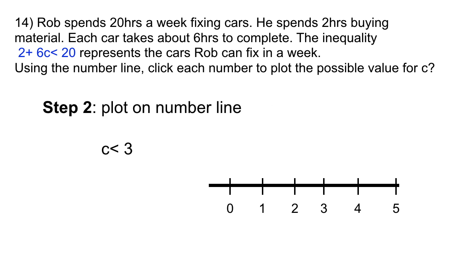So step 2 is it's telling you in the question, using the number line below, click each number to plot the possible value of c. All right, so it's telling you here c less than 3. So it's going to be anything below 3. It can be 2, it can be 1, or it can be 0. So this is kind of what is expected of these sort of questions.